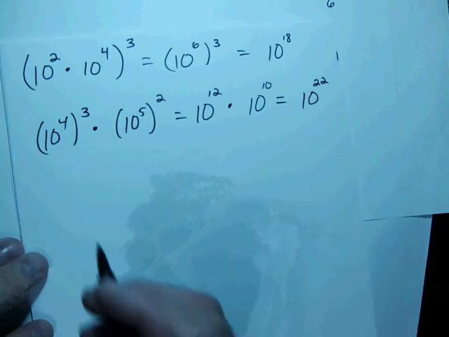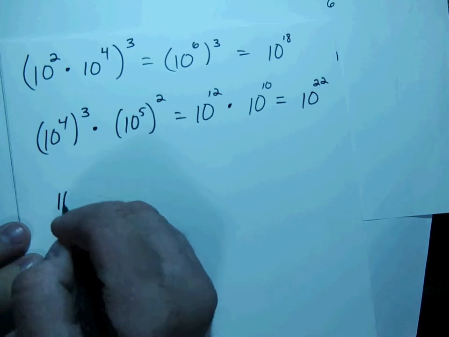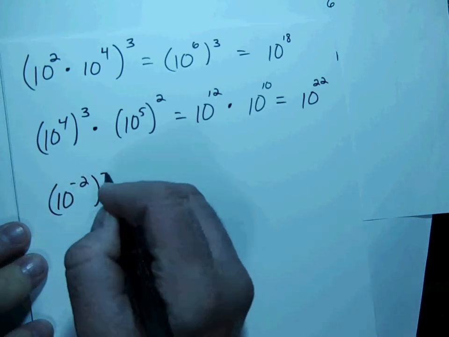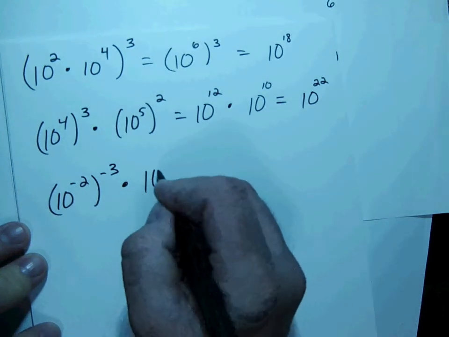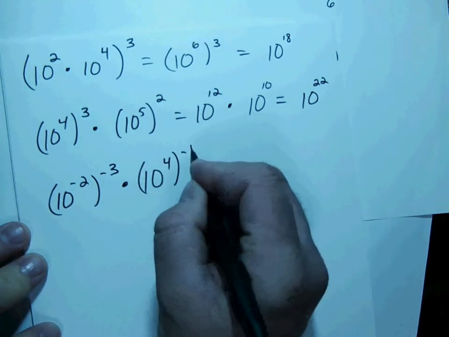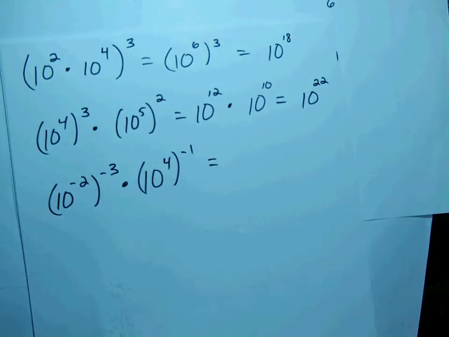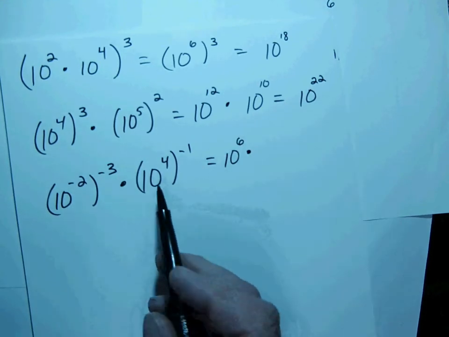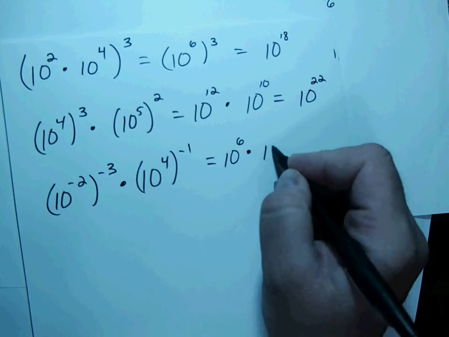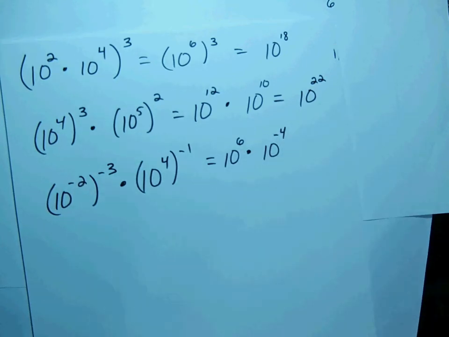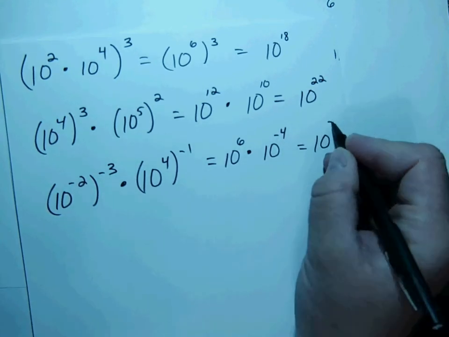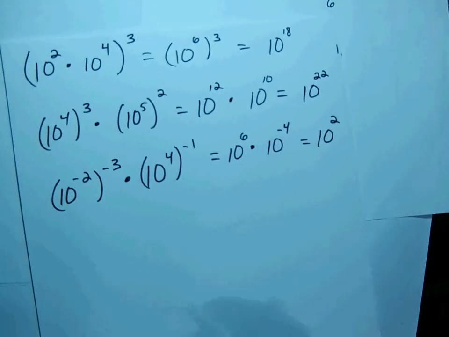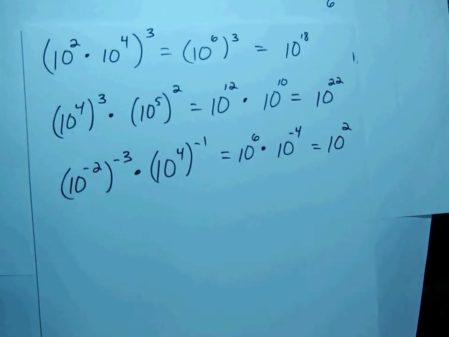Let's do another one here. Let's do 10 to the negative 2 raised to the negative 3rd times 10 to the 4th raised to the negative 1. Nothing we can't handle. 10 to the negative 2 raised to the negative 3 becomes 10 to the positive 6 times 10 to the 4th raised to the negative 1, which becomes 10 to the negative 4. And when I add them together, I get 10 to the positive 2. Okay? All good.